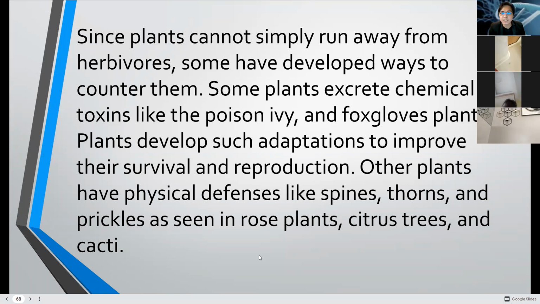Some plants excrete chemical toxins, like poison ivy and the foxglove plant. They actually secrete poison towards their predator, the one that actually consumes them. Plants develop such adaptation to improve their survival and reproduction.